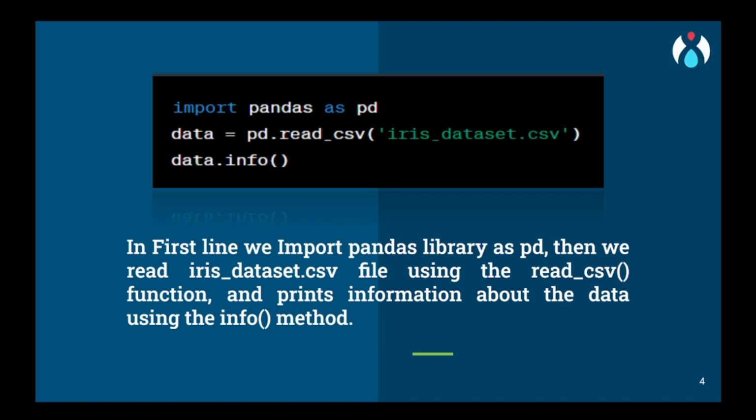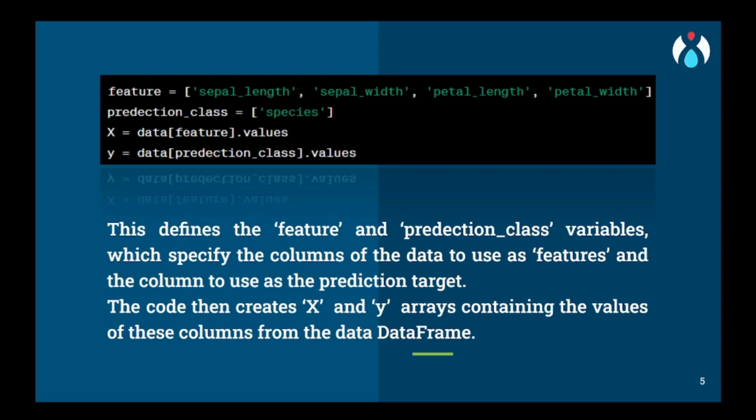The dataset is divided into five categories. One is sepal length, sepal width, petal length, and petal width, and finally the fifth one is species. So in the next slide, here you can see that in the features, we will specify the sepal length, sepal width, petal length, and petal width in a list.